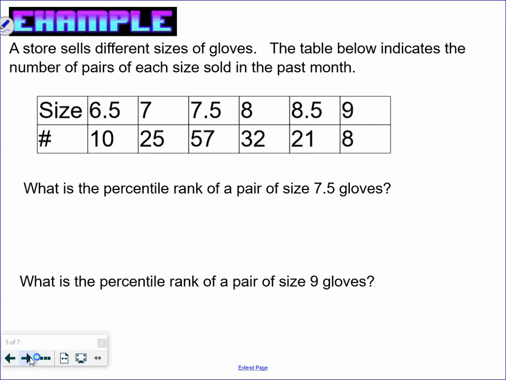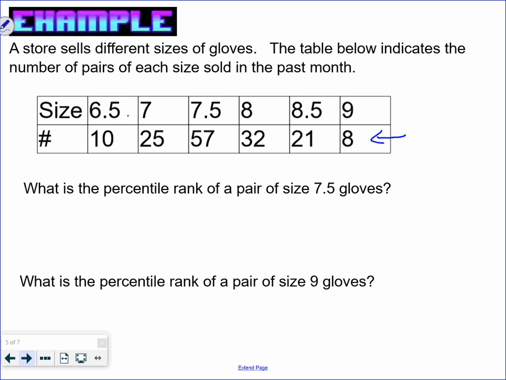In this next example, a store sells different sizes of gloves. So the table below indicates the number of pairs of each size sold in the past month. So we have size 6.5, 10 of them were sold, size 7, 25 were sold, and so on and so on. So the top row is just telling us what size of glove there is. The bottom row is telling us how many were sold. So we want to focus on the bottom row for the number that were sold.